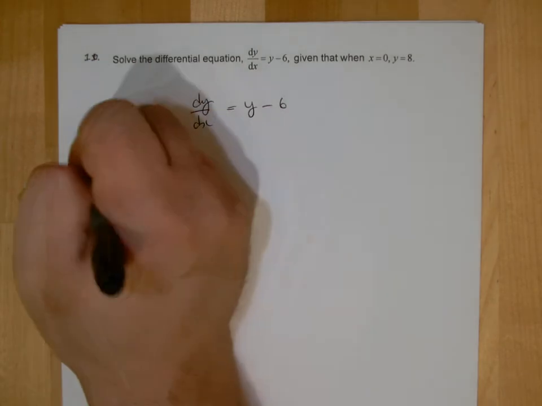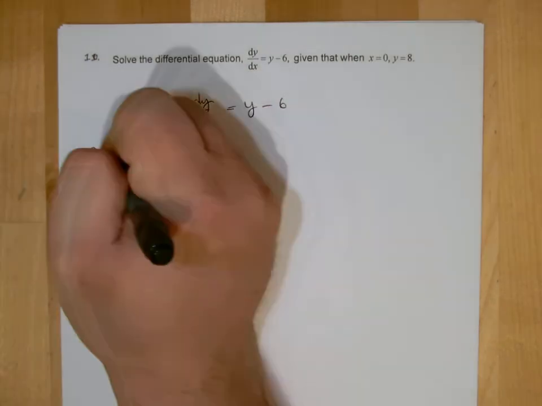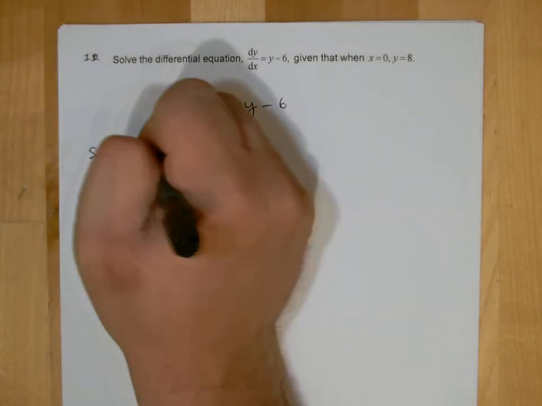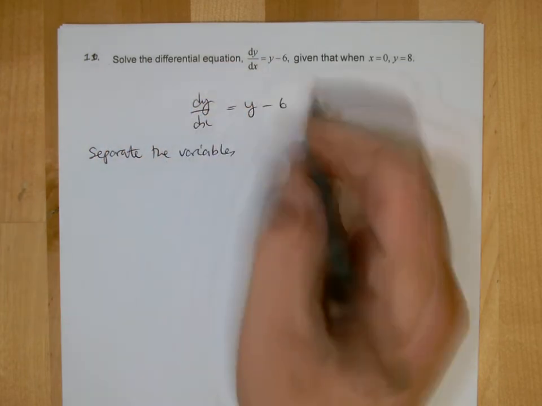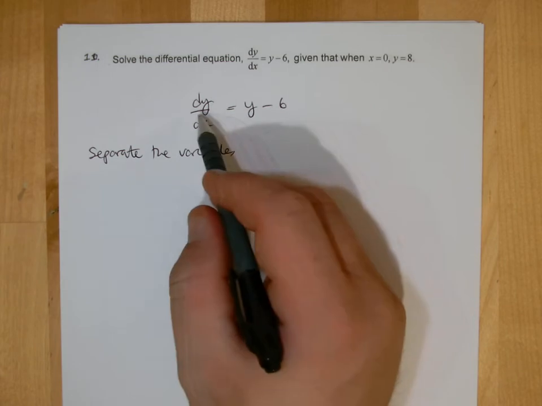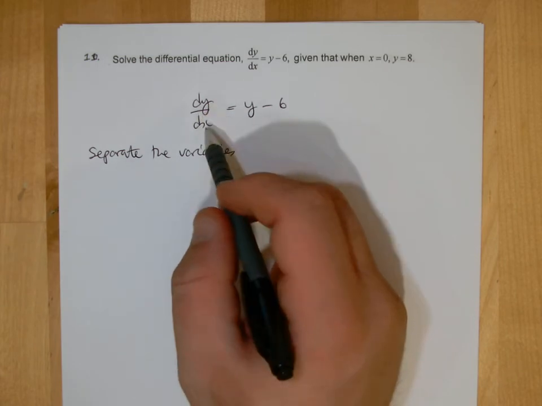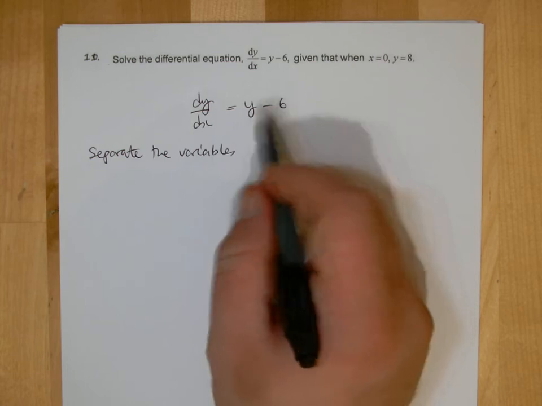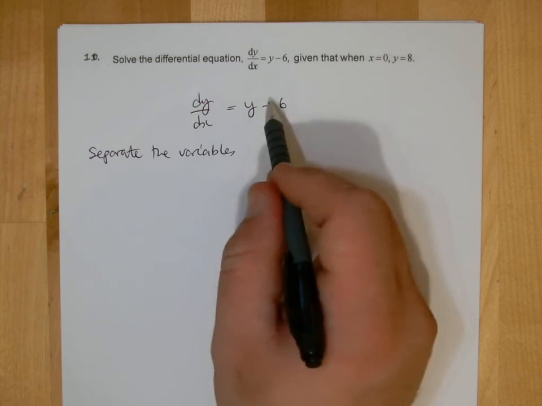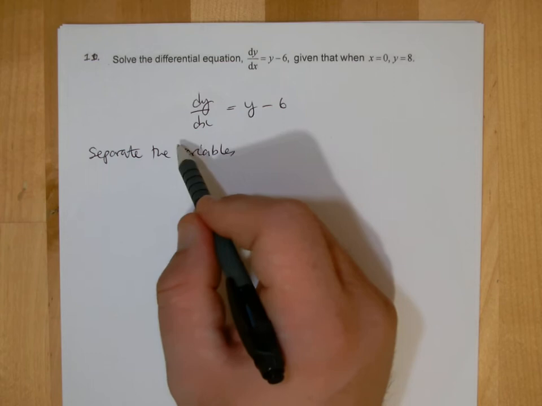Okay, so we've got dy/dx equals 2y minus 6. We're going to separate the variables, so we get the y's onto the left hand side. Because this is dy by dx equals y minus 6, and the y minus 6 is on top, when I take that over I'm going to divide.